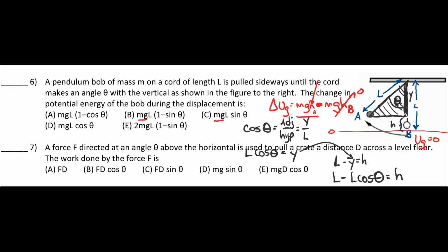Notice that I could factor out the L if I wanted to. That becomes L times 1 minus cosine theta is equal to h. And that's what gets substituted ultimately into h here for h sub A. So it's mgL times 1 minus cosine theta, which is why A is the correct answer.